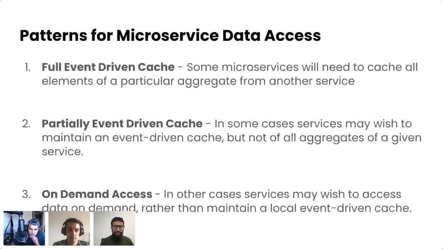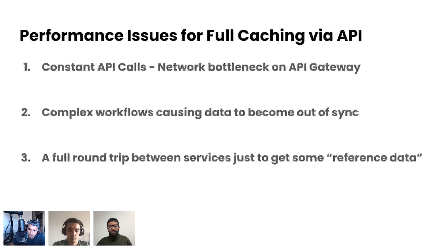But for the first one, the full caching one, the biggest problem is it's very heavy on the network. It really congests the whole API gateway. It creates a lot of bottlenecks. When there are a lot of complex workflows in our platform, the data can, and we've seen it, come out of sync because the time lag is quite considerable. And also, doing a full round trip between the services just to get some reference data seems a bit ridiculous.